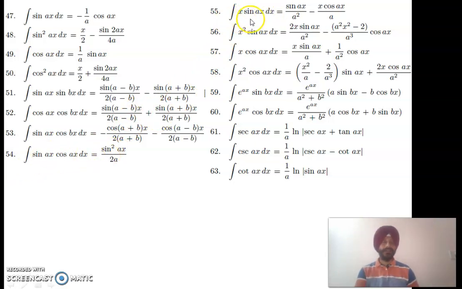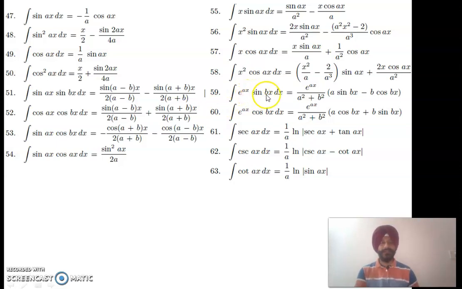Now this is the product of a trigonometric and an algebraic function, and this is integration by parts. All these results come from by parts, but for these results 59, students be very careful. This is exponential and trigonometrical. My advice is to write down these 59 and 60 somewhere where you can see them daily.